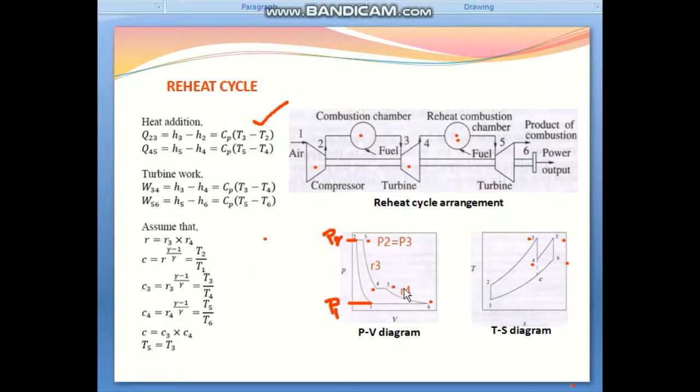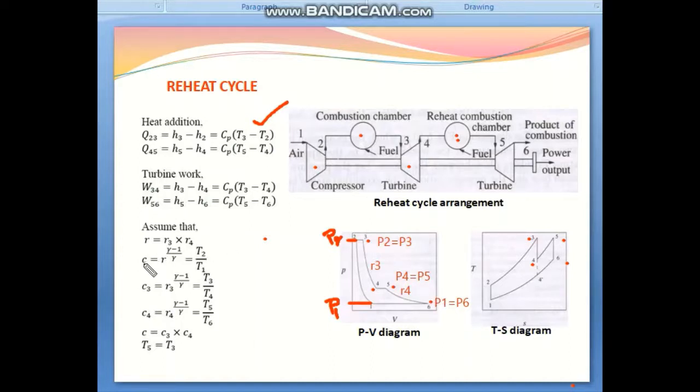Since this is a constant pressure line, once again we can write that P4 is equal to P5, and for this line we can write P1 is equal to P6. So again I am telling you that R3 is the ratio between P3 by P4, and R4 is the ratio between P4 by P6.